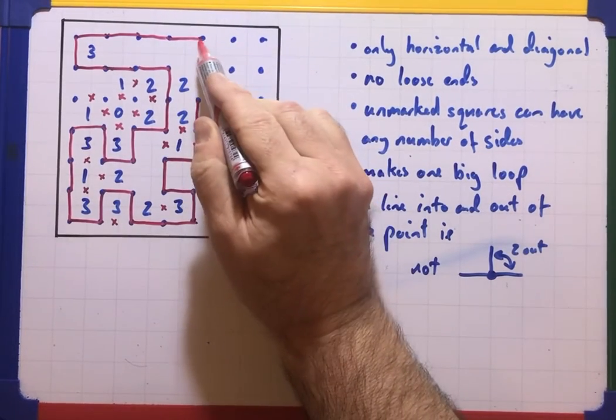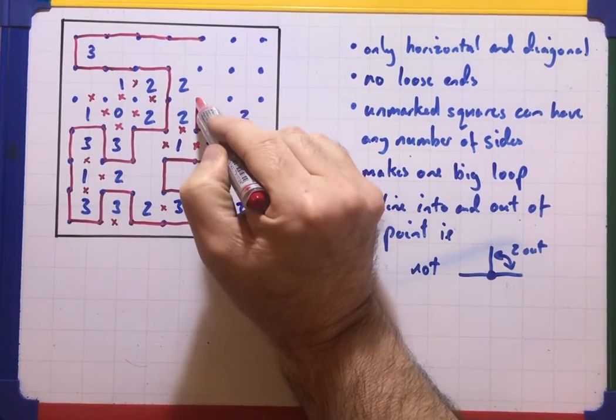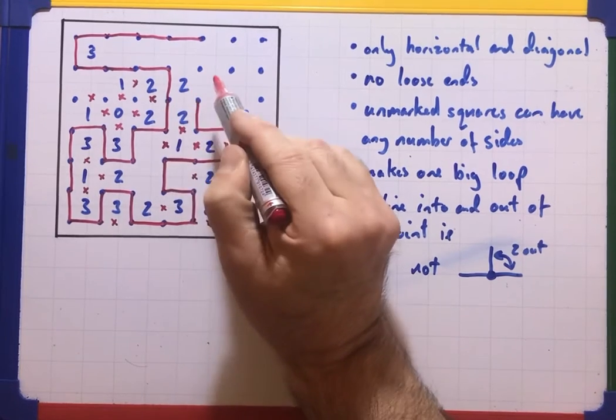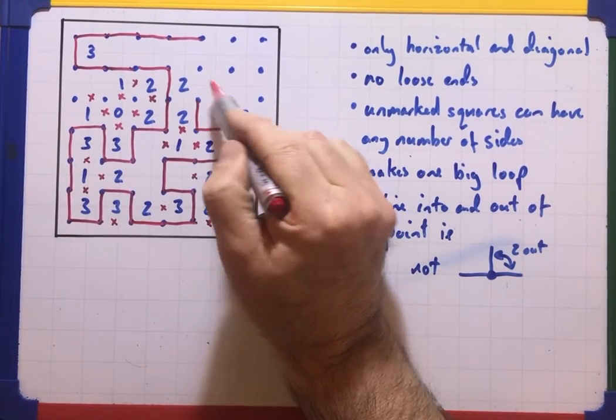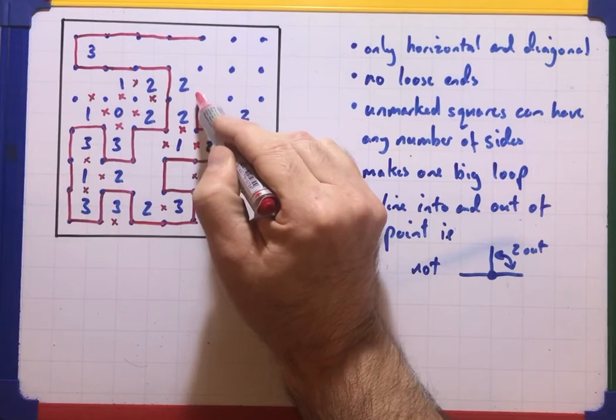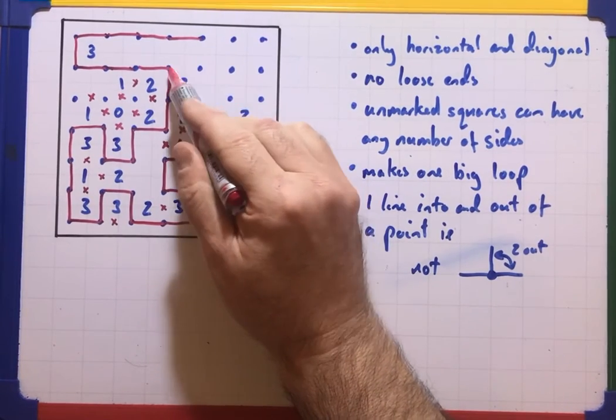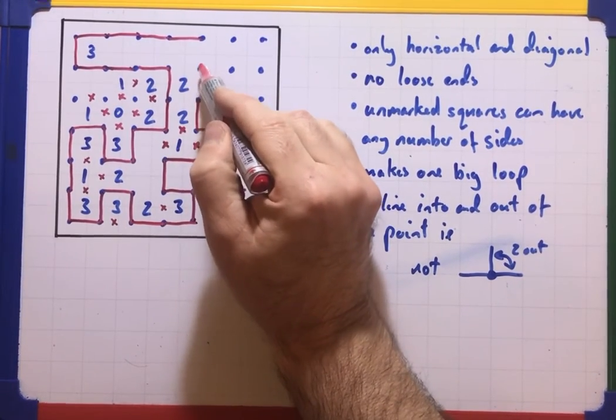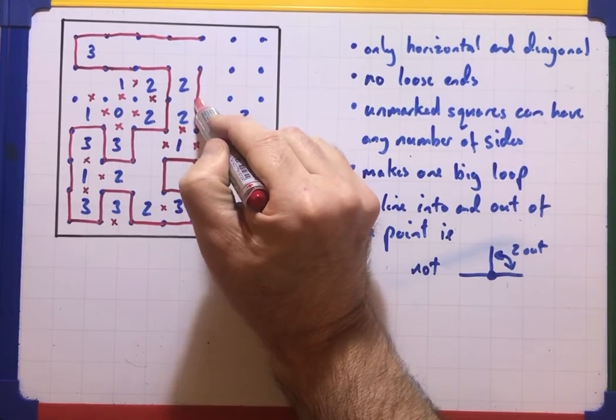Now, look, we've got to there. This one can't go that way. It could go that way, but we need another one here. And it's not going to go like that. It's not going to go across there. So this one's going to have to go up there.